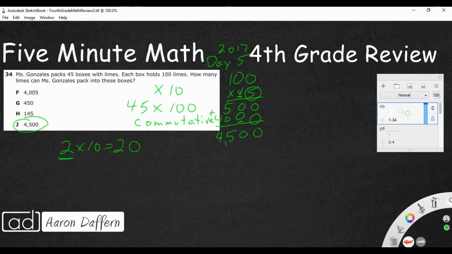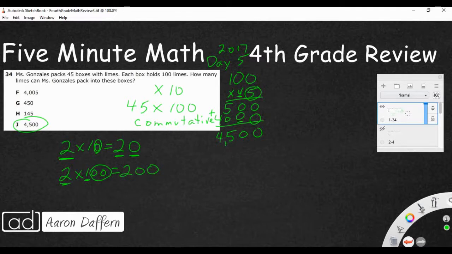2 times 10 is you take the digit, you put it back over here, and you add the number of zeros that you have. So I've got 1 zero. So 2 times 10 is 2 with a 0. If I were to do 2 times 100, it'd be the same thing. 2 times, well, I'm going to take that 1, that's 2, and then I'm going to add 2 zeros. 2 times 100 is 200.